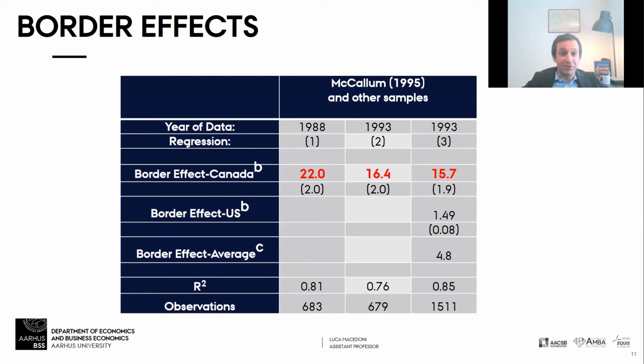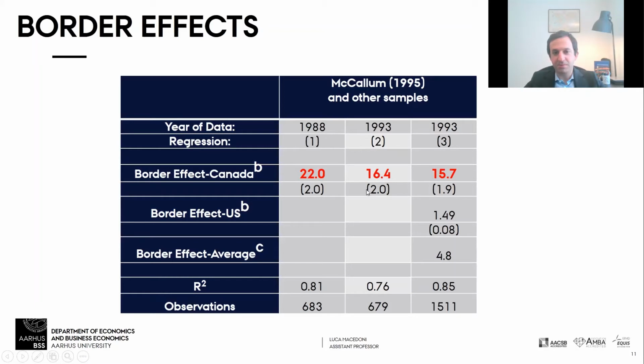This is a huge effect, right? So this was very shocking at the time because it suggests that there are very large trade costs associated with crossing the US-Canadian border. There is a reduction in this border effect between 88 and 93.